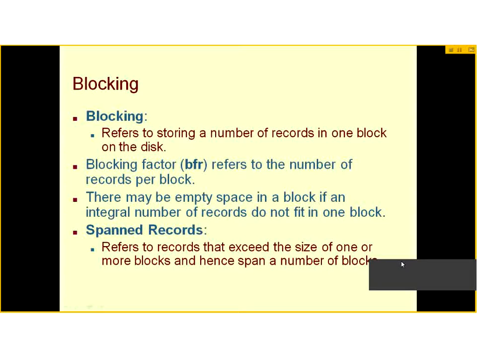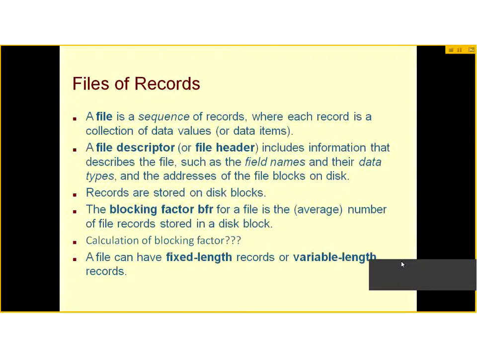The blocking factor refers to the number of records per block. Blocking refers to the storing of a number of records in one block of the disk. So how many records you can save per block is called the blocking factor. There may be empty spaces in a block if an integral number of records do not fit in one block. Spanned records are the ones which do not fit in one block and require more blocks. So those records which require more blocks are called spanned records. There may also be records which do not fill up the complete block.